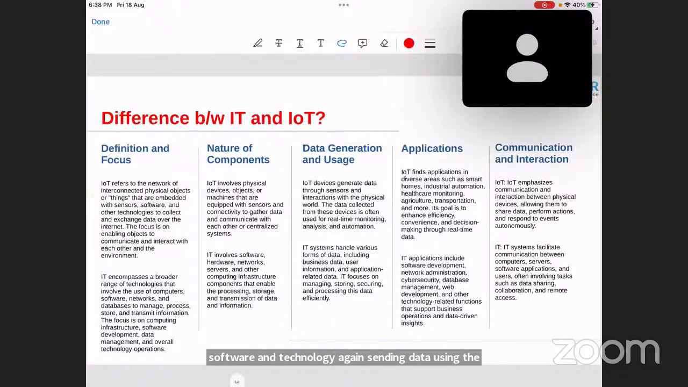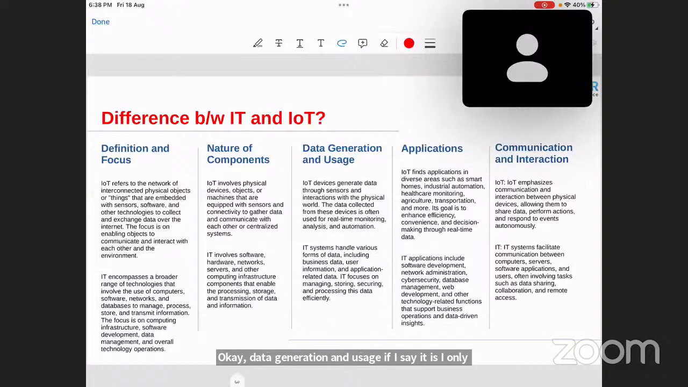Nature and components, if I say, IoT involves physical devices. IT also involves physical, but it has more on the software part, and the physical side for it is more servers, infrastructure, computing infrastructure, and things like that, storage and all. Okay, data generation and usage, if I say, IoT uses very little data. Okay, IT handles various forms of data.